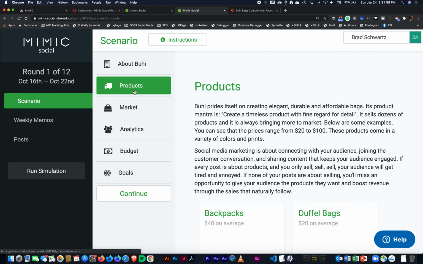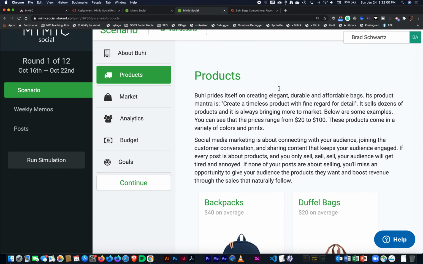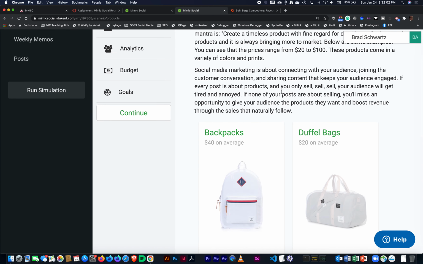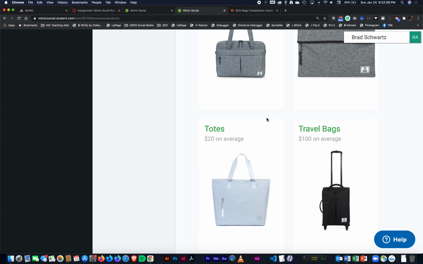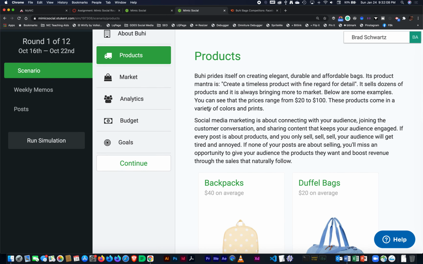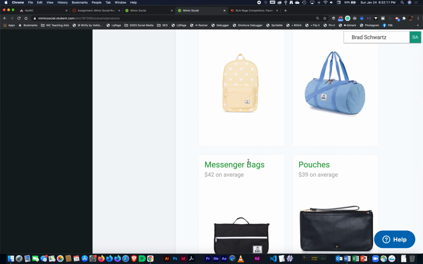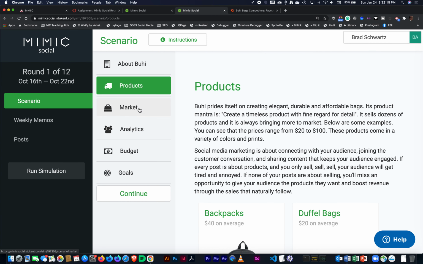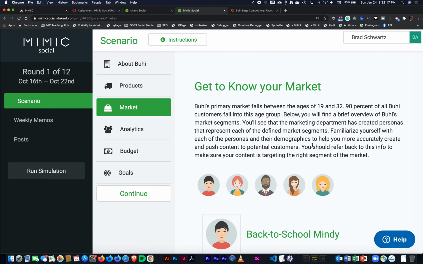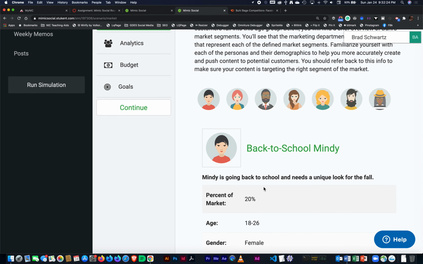So on the left here, now we can take a look at the products. So we've got backpacks, duffel bags, messenger bags, pouches, totes, travel bags. And these are just examples of those items. And we can take a look at the market. So these are our personas. These are the typical people that Boohee has identified that they would like to sell their products to.